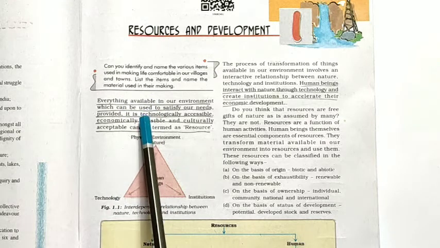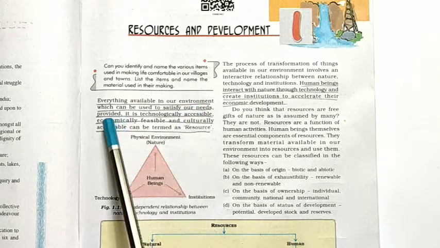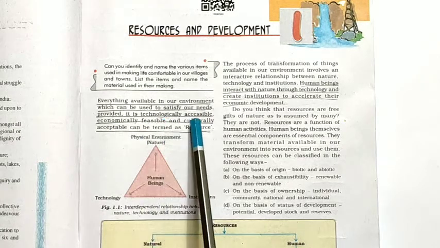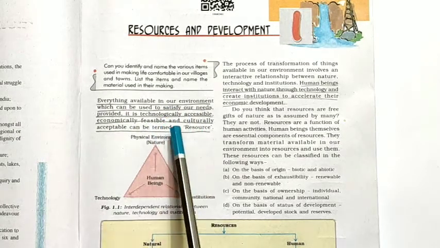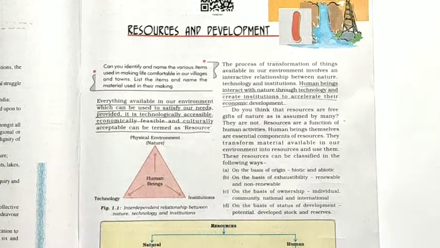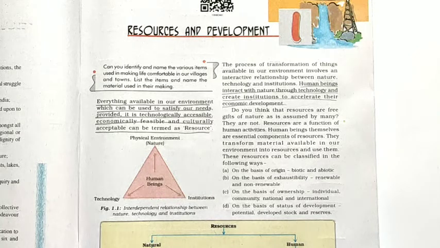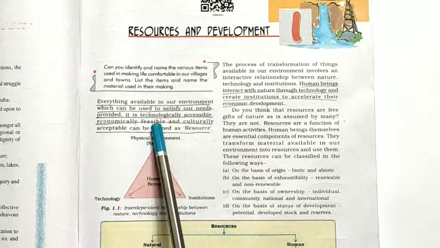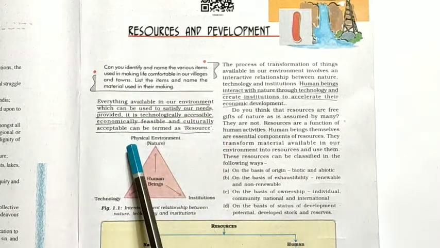So, everything available in our environment which can be used to satisfy our needs, provided it is technologically accessible, economically feasible, and culturally acceptable, can be termed as resource. It means resource is whatever is available in and around our environment that can be used to fulfill or satisfy our needs, but it should have three conditions. They are technologically accessible, economically feasible, and culturally acceptable.